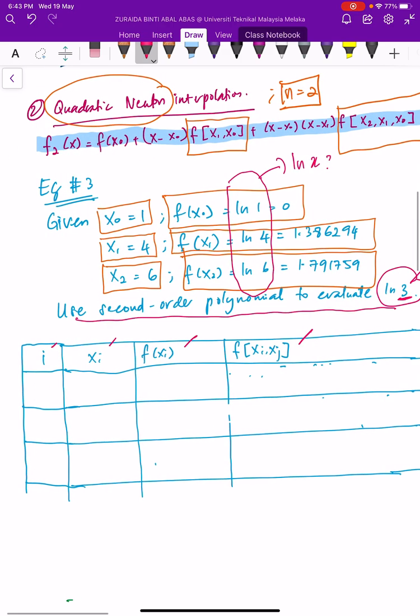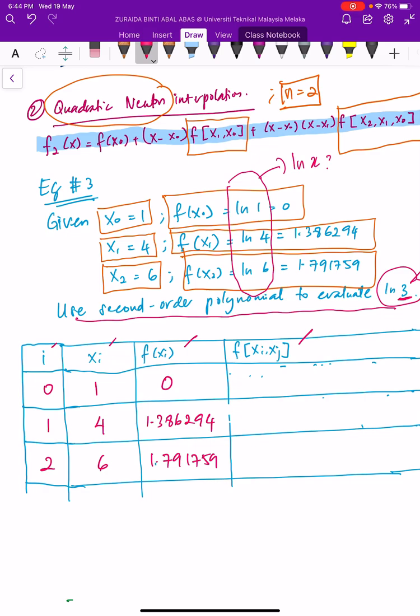So for the first iteration, you have i equal to 0, 1, and 2. x0 is 1, with the value 0. Then x1 is 4, and the value is 1.386294. And x2 is 6, and the value of the function is 1.791759.